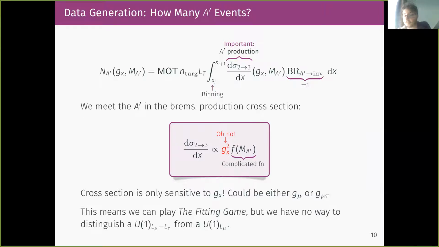Now, this is an oh no, because the gauge coupling could be either from the L_mu or the L_mu minus L_tau. And because we're only looking at the muon, which both of them couple to, and there's no sensitivity to the kinetic mixing, there's no way to discern the two models. So we can definitely play the fitting game and get an idea of the coupling of the data that we're generating, but there's no way that we can actually differentiate between the two models.